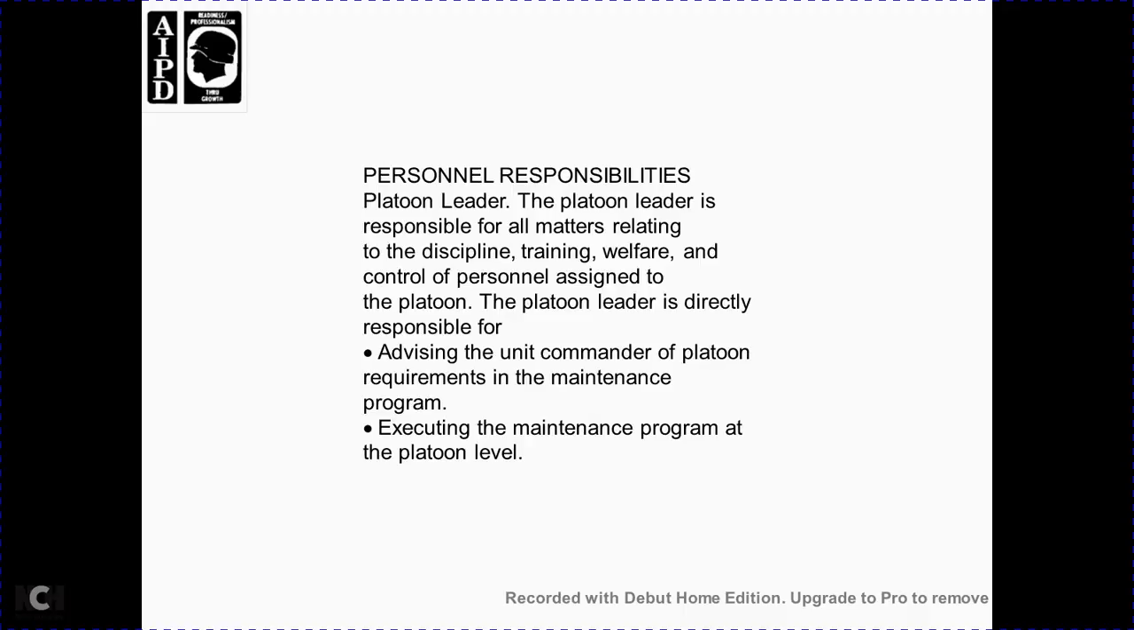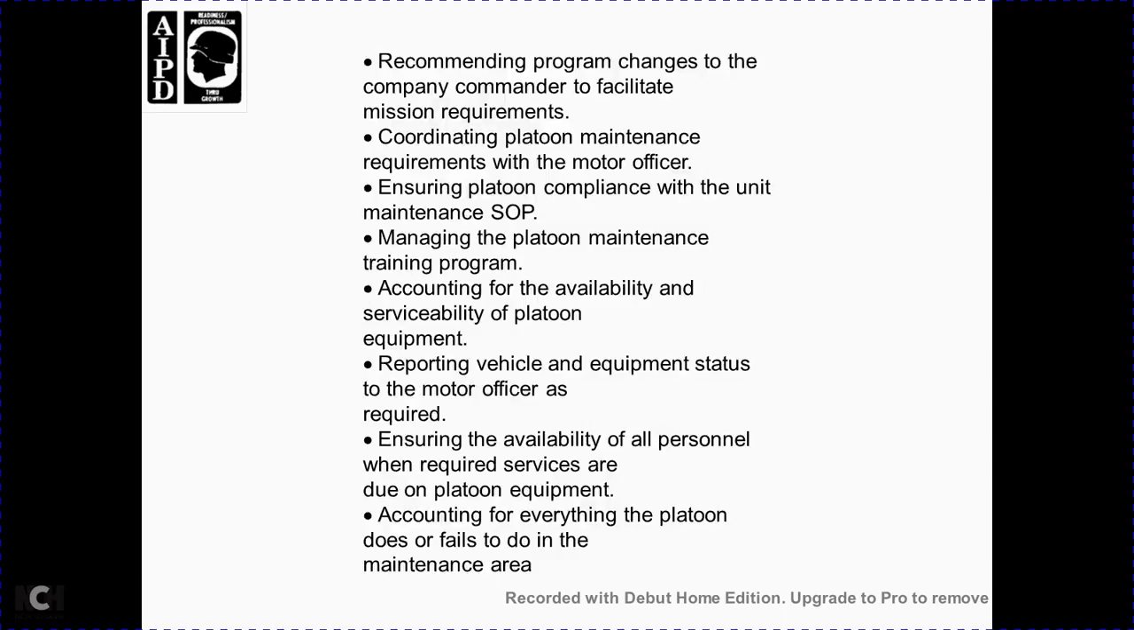The platoon leader is responsible for all matters relating to discipline, training, and welfare control of the personnel assigned to the platoon. The platoon leader is directly responsible for advising the unit commander on platoon requirements of the maintenance program, and executing the maintenance program at platoon level. He recommends program changes to the commander to facilitate mission requirements, coordinates platoon maintenance requirements with the motor officer, and ensures the platoon complies with the unit maintenance standard operating procedure. He manages the platoon maintenance training program, accounts for the availability and serviceability of platoon equipment, reports vehicle equipment status to the motor officer if required, and ensures the availability of all personnel when required to service the platoon equipment. He is accountable for everything the platoon does or fails to do in the maintenance area.